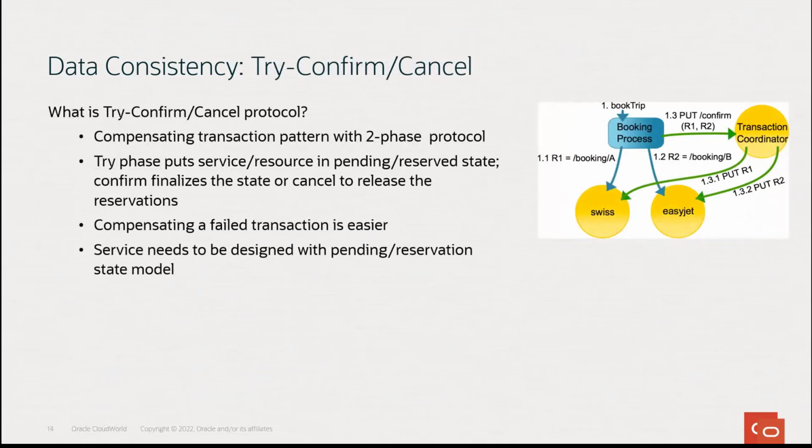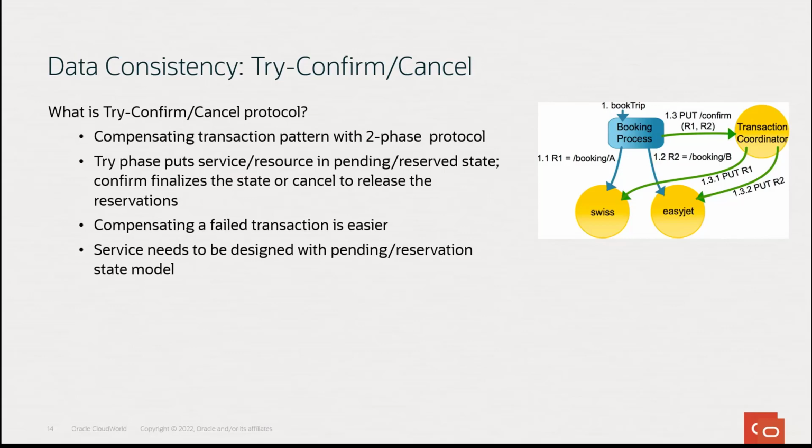Try, Confirm, Cancel is another two-phase protocol, but I mentioned that the application has to be designed in a certain way that allows for a reservation model. This kind of protocol is good for use cases where you are reserving a movie seat, for example. You can mark that particular seat as reserved. It's not committed yet in the database, but it's reserved. And in case the payment, for example, does not go through, then you can just unmark that reserved state for that particular seat, and it becomes available to other potential buyers.